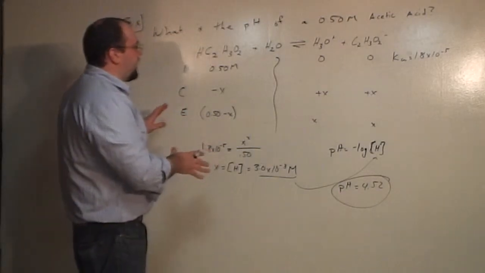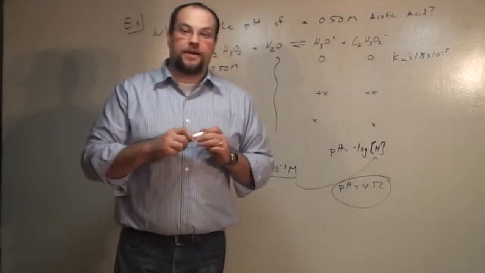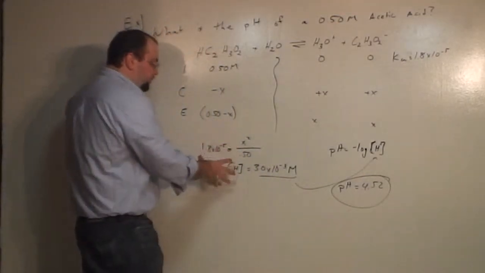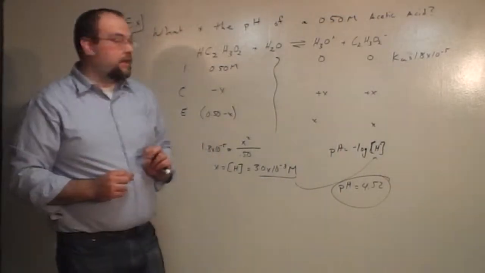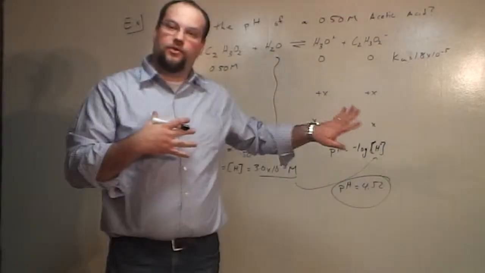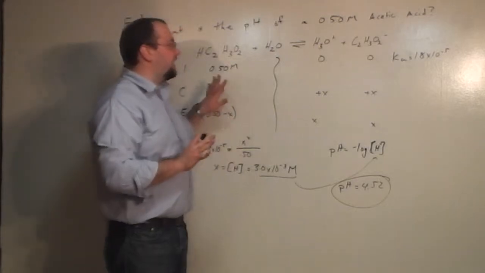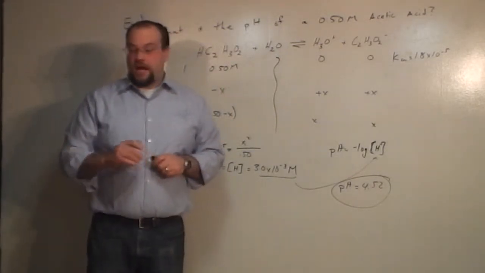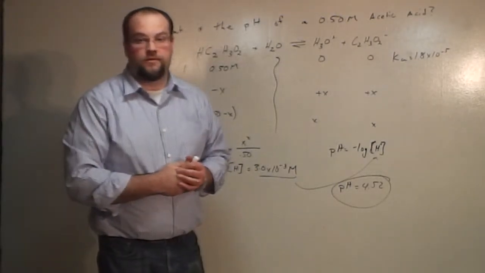So this is how we take an equilibrium, this is how we take an ICE diagram and apply it to weak acids. Now, once we get our hydrogen concentration, we can do all kinds of things with that. Weak acids aren't hugely different than strong acids, but they are different, and we do need to take a couple of things into account. We'll be working through that in subsequent videos, just like we've been talking about in previous videos.